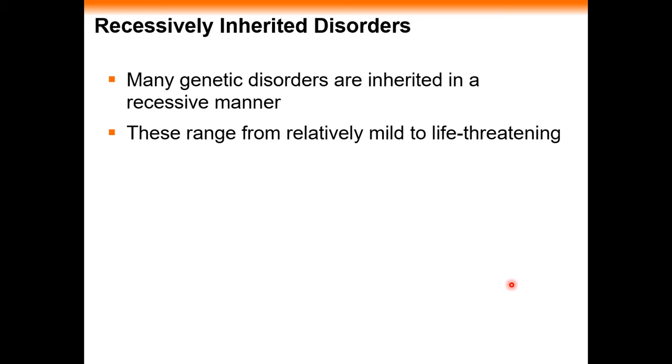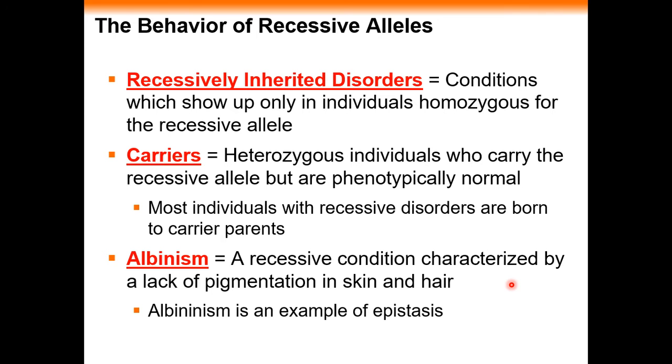So some genetic disorders are inherited in a recessive manner. These can be mild or they can be life-threatening. So a recessively inherited disorder, that's where it only shows up. You only have the disorder if you're homozygous for the recessive allele. You only have it if you're homozygous recessive. If you have one dominant, you don't have it. If you have two dominants, you don't have it.